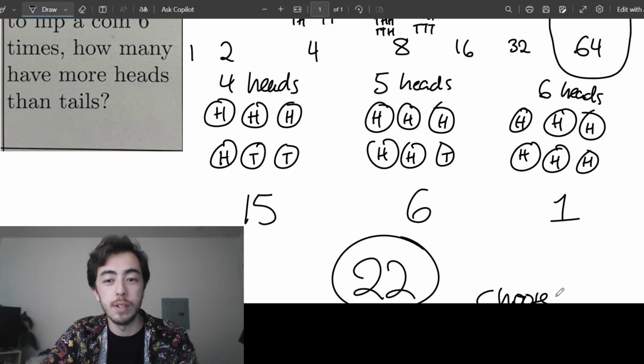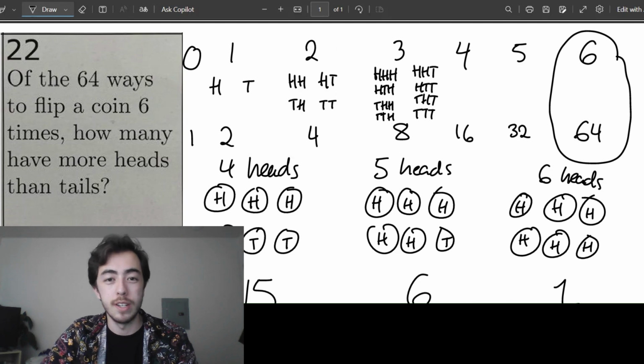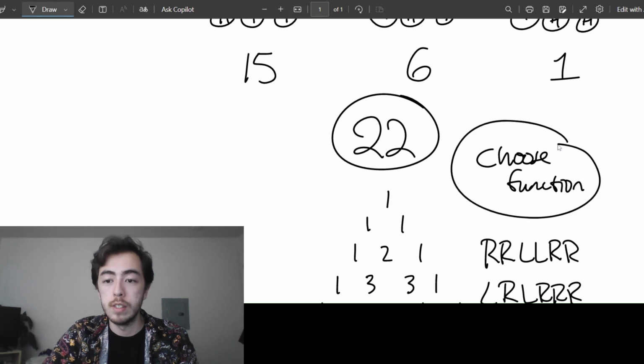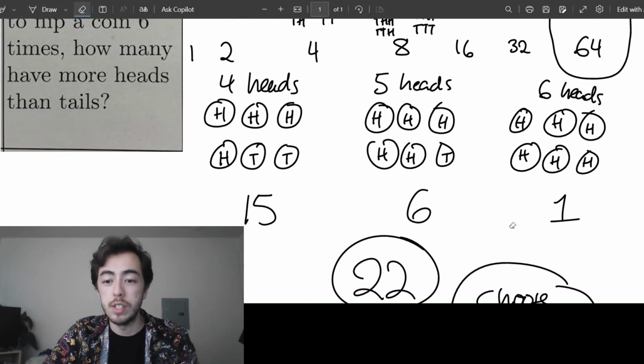So anyways, I think I'm all done chatting about Pascal's triangle and coin tosses and whatnot. But feel free to look more up about choose functions, about Pascal's triangle, or essentially just probability and counting problems if you want.